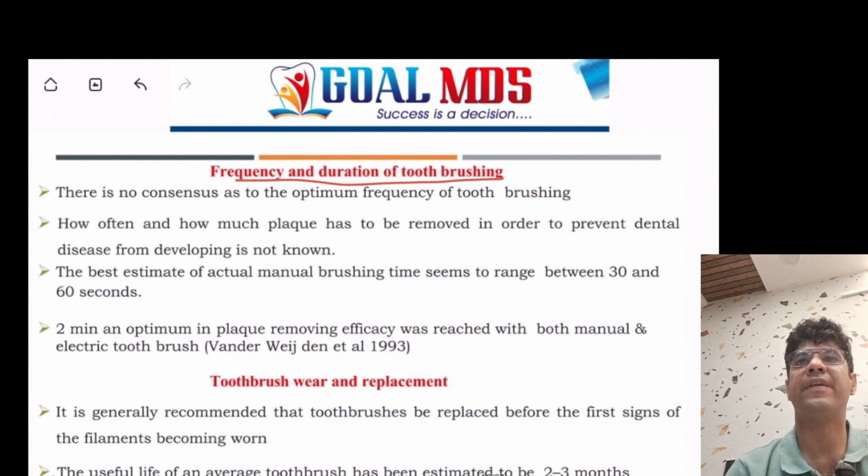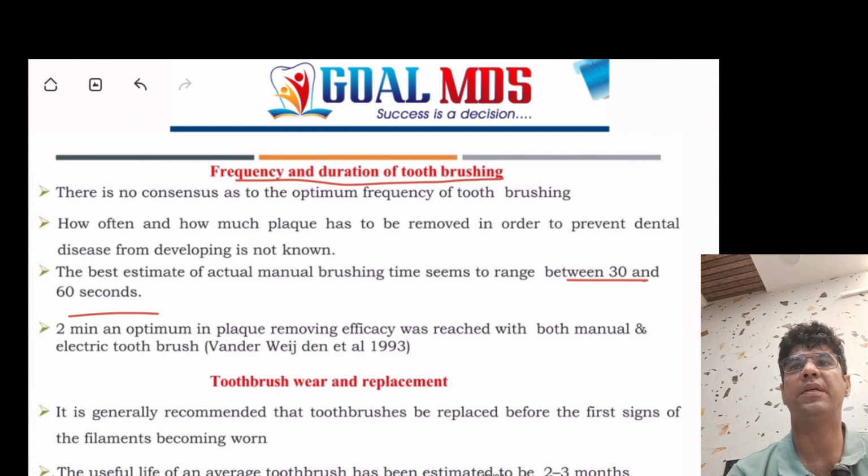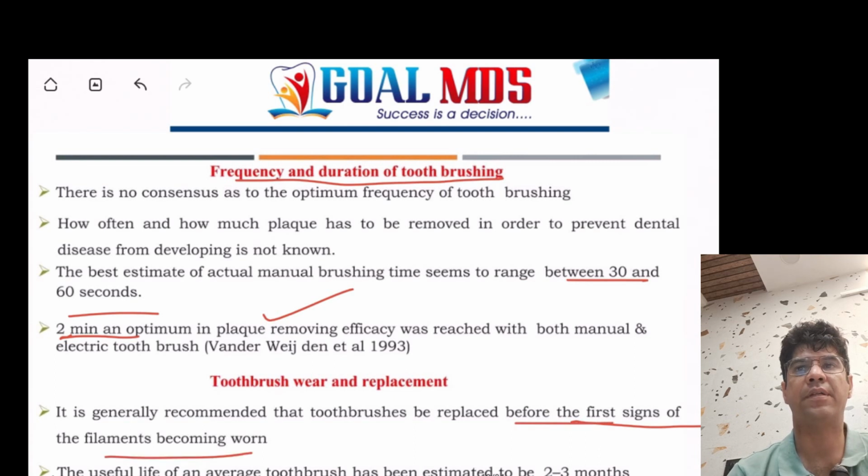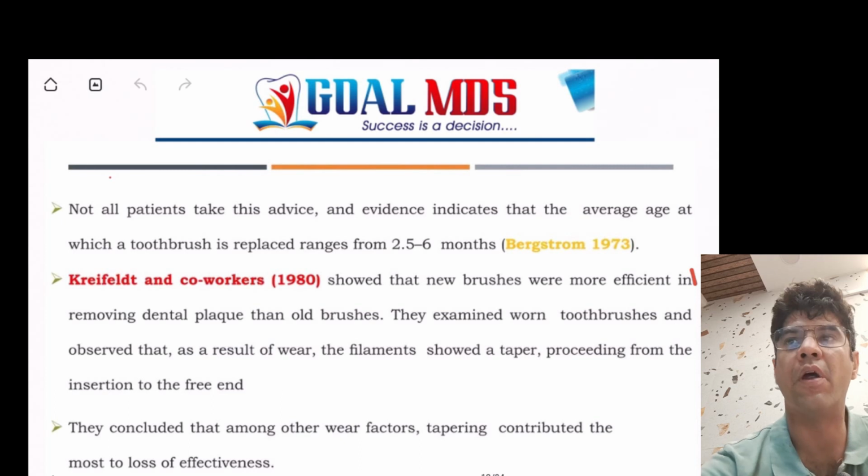Now, what should be the frequency and duration of tooth brushing? The best estimate of actual tooth brushing time seems to be between 30 to 60 seconds, and the optimum time is 2 minutes for plaque removal. The average lifetime of a toothbrush is estimated to be around 2 to 3 months. So you have to change your toothbrush every 2 to 3 months, or before, at the first sign of the filaments becoming worn. Just change your toothbrush.